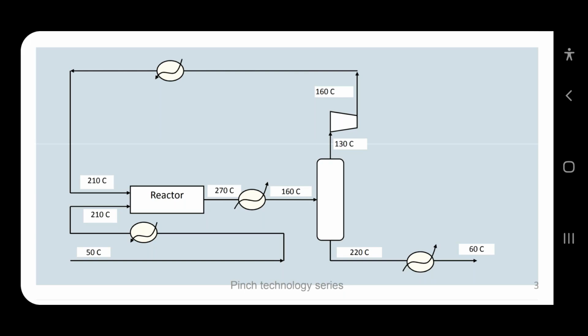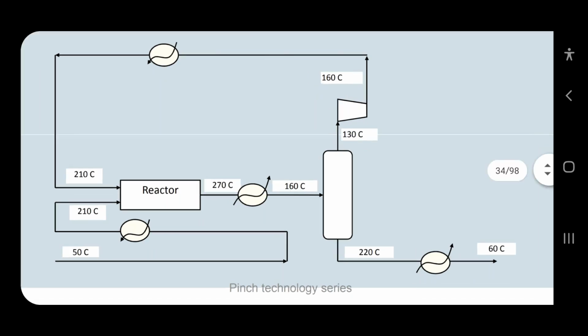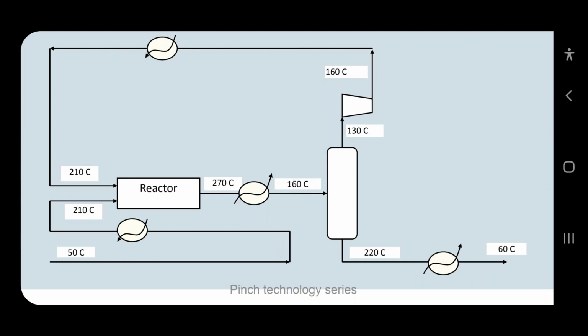There is a requirement of steam, so I can use steam to heat that feed to reach the temperature of 210. Again, the outlet of the reactor is at 270 degrees. Have a look at the outlet of the reactor. The temperature is 270 degrees, so I want to cool down. I use another heat exchanger, which is nothing but a condenser kind of thing. I use cooled water as a medium. I want to reach around 160 degrees Celsius.